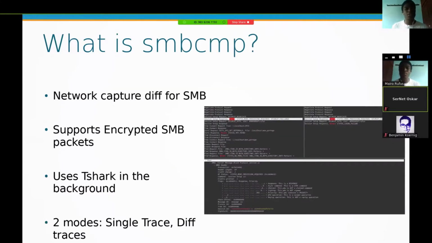What is SMBCmp? SMBCmp is a network capture GIF tool for SMB, which has some interesting features like support for encrypted SMB packets. It uses Tshark in the background, the Wireshark CLI, and it operates in 2 modes. Single trace, where you only load one pcap file, and diff trace, where you load two traces side by side, and you have the diff in the bottom, like you can see in the slide, the little screenshot at the right.